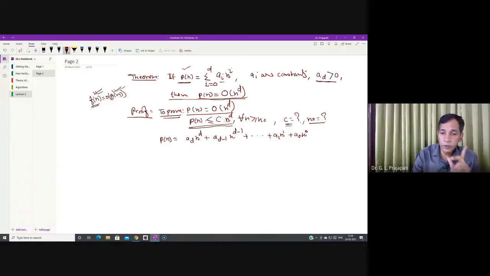In order to prove it, we need to determine the C and n0. This is our target. So how can you prove that? You have seen that ad is positive. Ad is the only one that is positive, whereas ad minus 1, ad minus 2, up to a1 or a0, may be positive or negative. We don't know. We know only that ad is positive.